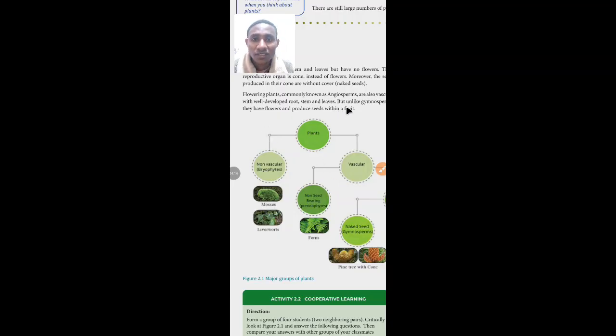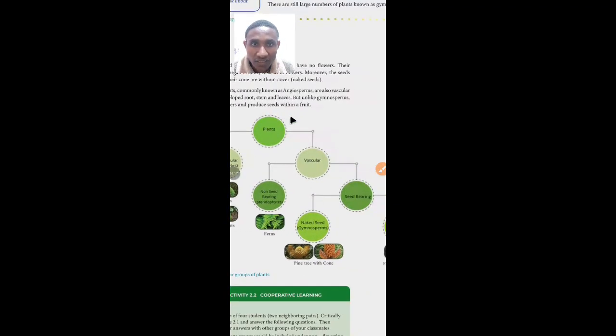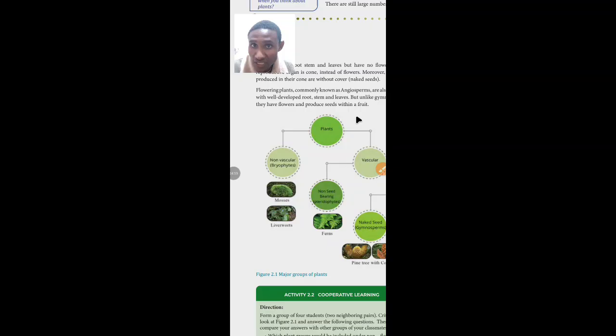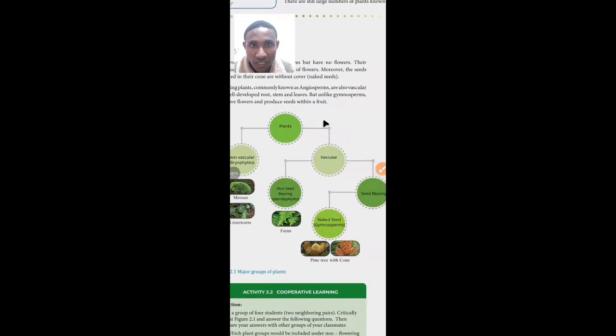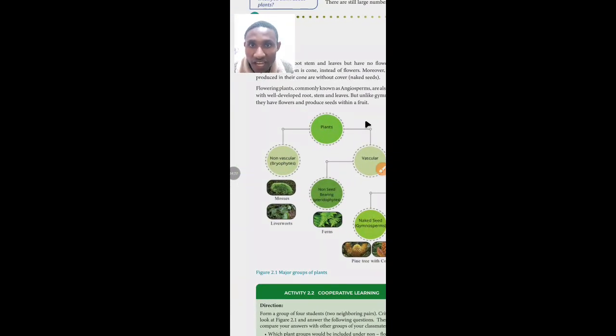So these angiosperms are flowering plants, and they have a vascular bundle like the gymnosperms, and they have a well-developed root, stem, and also leaves. But unlike gymnosperms, they have flowers and they reproduce by what? By seeds within a fruit. They have a seed, and this seed is covered by fruit. First, what is fruit and what is seed?